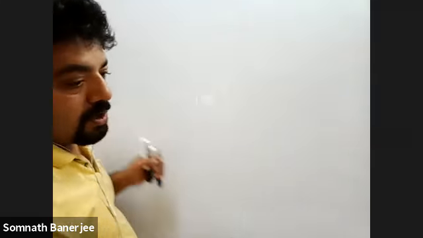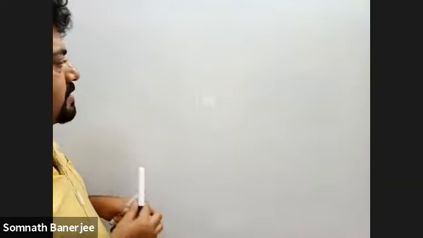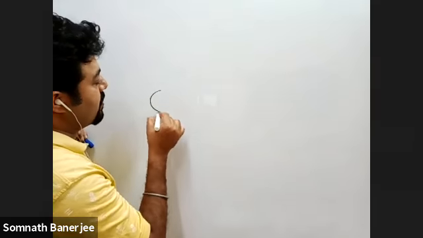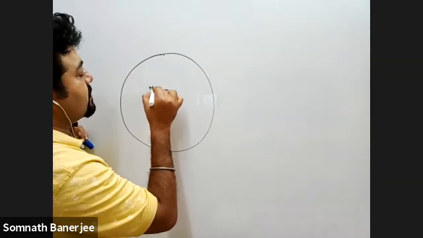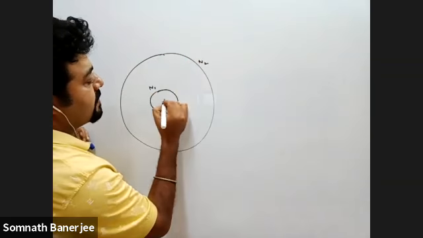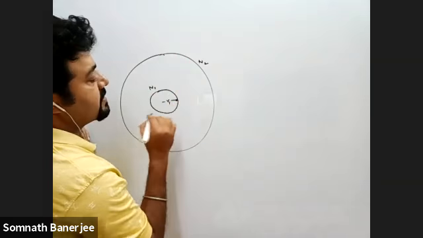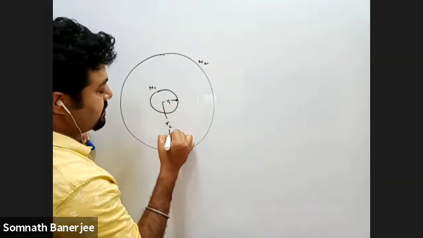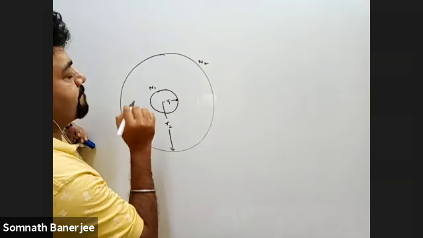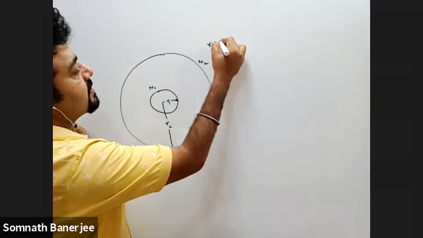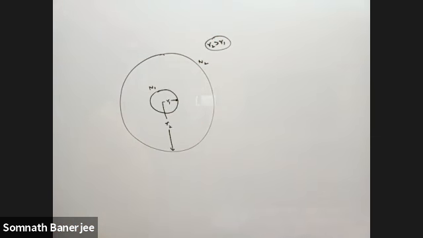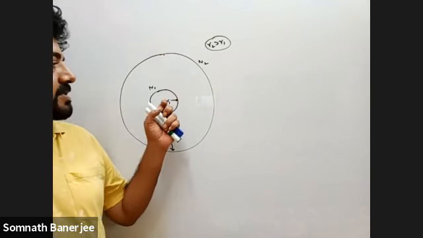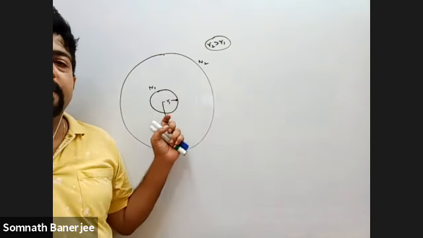Okay. So now the next question is, suppose you have two coils, one is this one, another one is this one. Number of turns of this coil is N1, number of turns of this coil is N2, radius is R1, radius is R2, R2 greater than R1. The question is to find the mutual induction due to the second coil on the first coil.